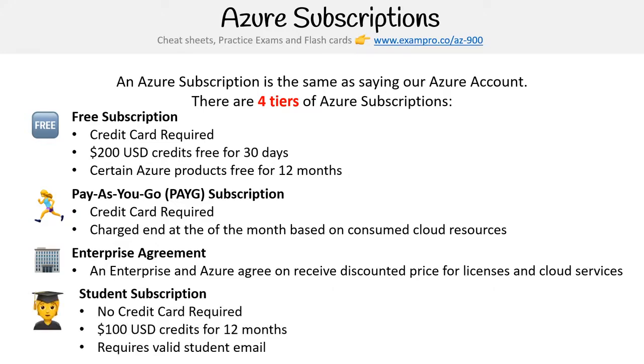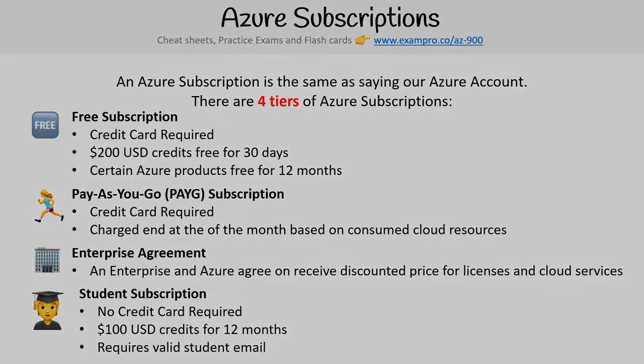And the last is the student subscription. With the student subscription, you do not require a credit card. You get $100 USD credits for 12 months, but it requires a valid student email. So there is a bit of a vetting process there. You definitely have to be in school to get that, but it is a very nice option to have. So there you go. That is the Azure subscription models.